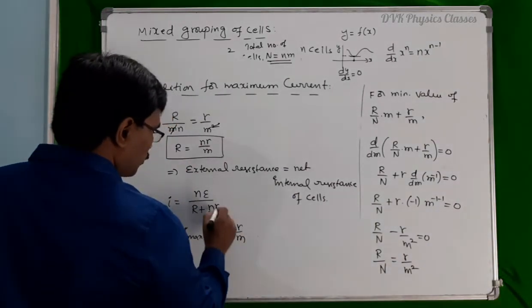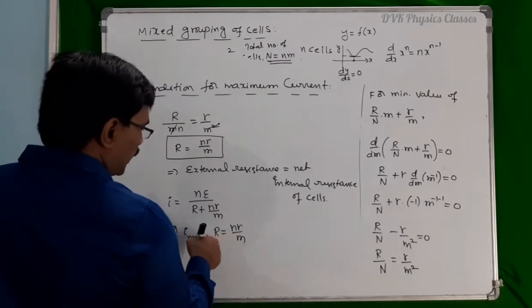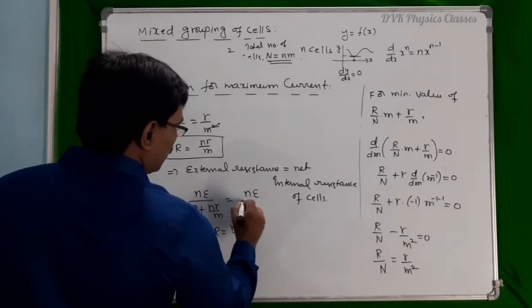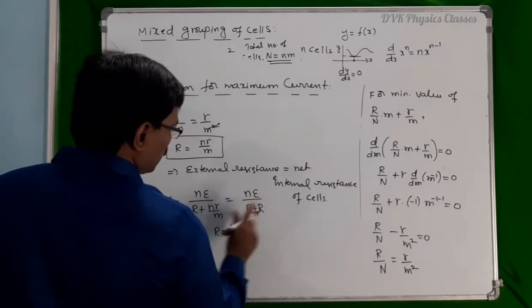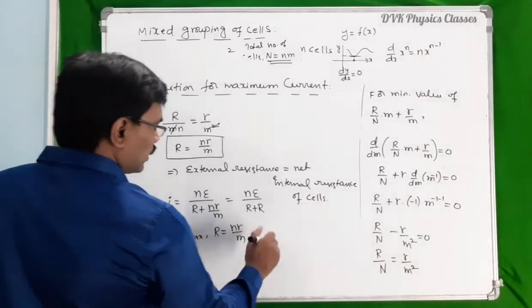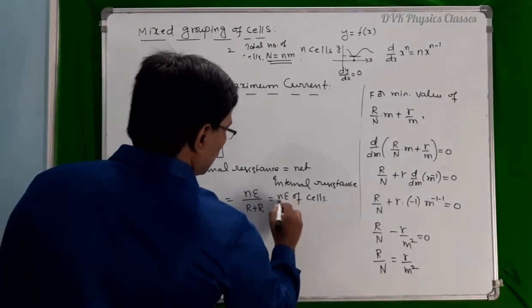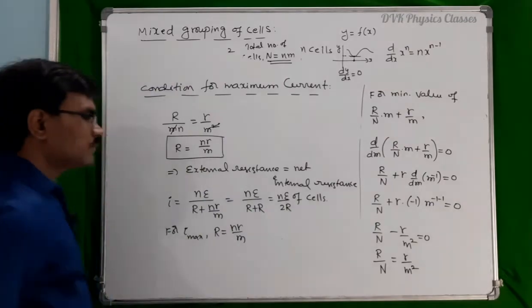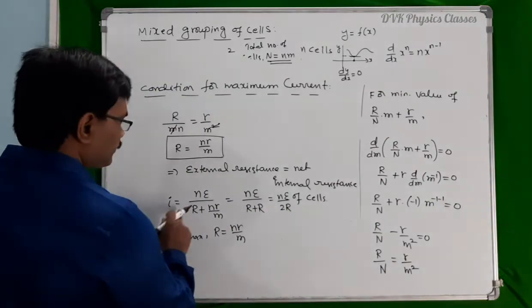With this condition, wherever this is there, I am substituting again capital R. So therefore here it is NE upon R plus R. In place of this, I am substituting R. So from this, you can say that it is NE upon 2R. So this is the maximum current.